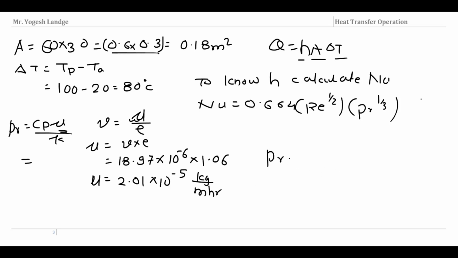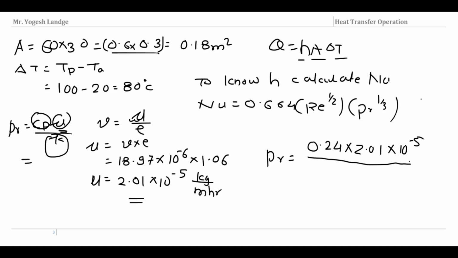So the Prandtl number is equal to the specific heat into the viscosity upon the K. The specific heat which is mentioned, the value is 0.024. So I took 0.024 into the value of viscosity, which we already calculated, 2.01 into 10 raised to the power minus 5, upon the conductivity of the fluid. The conductivity of the fluid is 0.025, which is mentioned in the data.